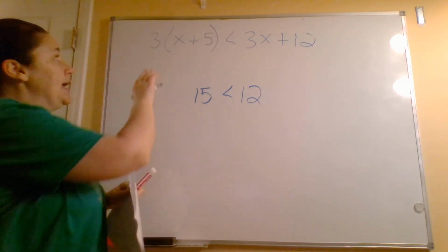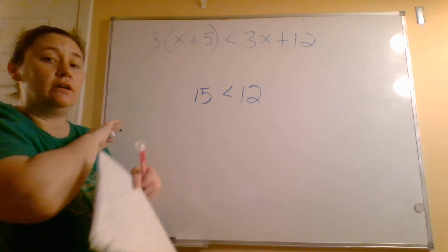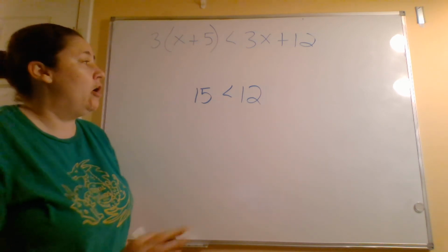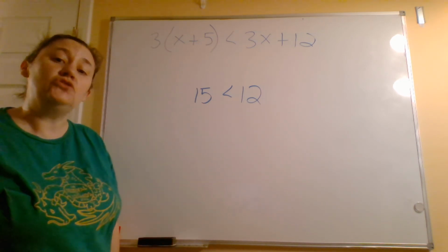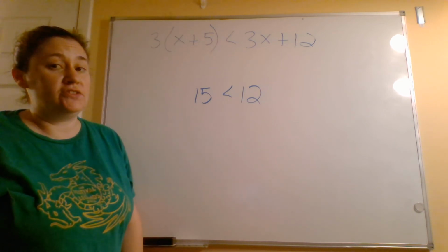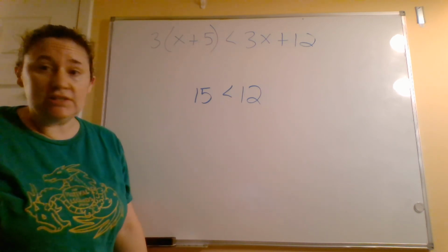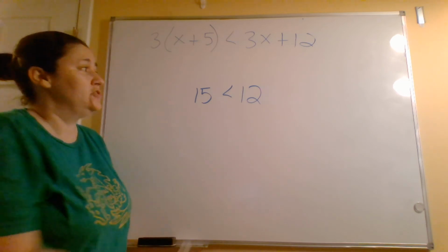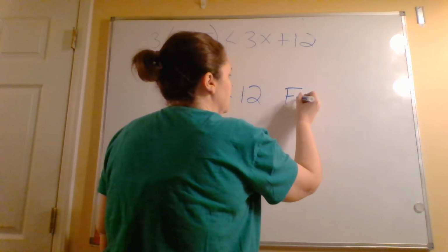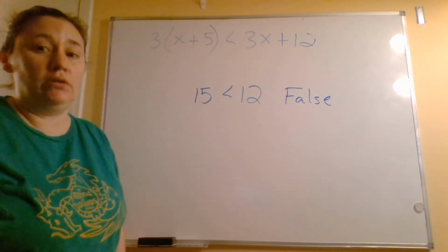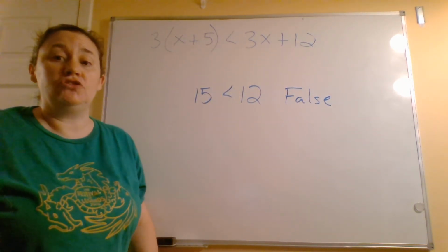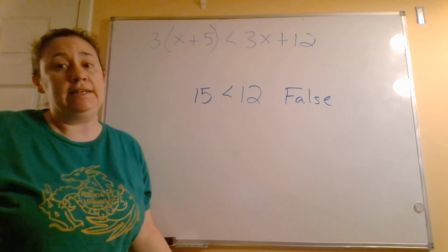I ended up subtracting 3x from both sides, and that got rid of all of the x's. All I was left with is this statement. 15 is less than 12. Is 15 less than 12? No, it's not. Not last time I checked. So this is a false statement. That means that this inequality is false, that it's not a true thing. It's like saying 8 equals 5.